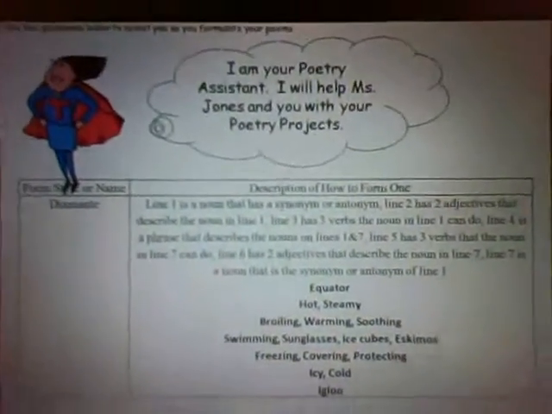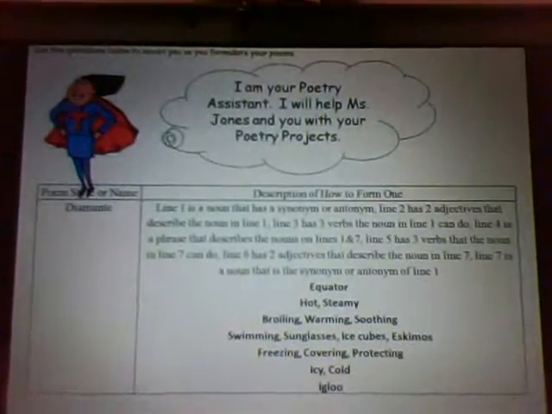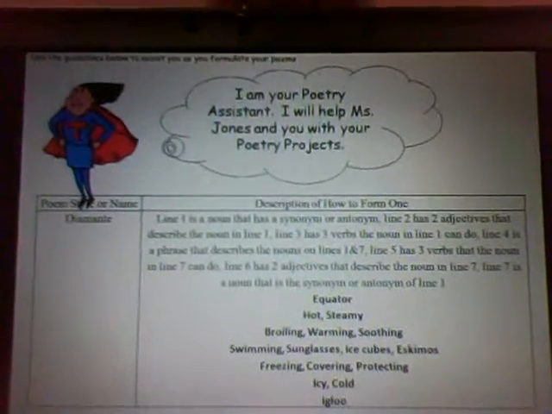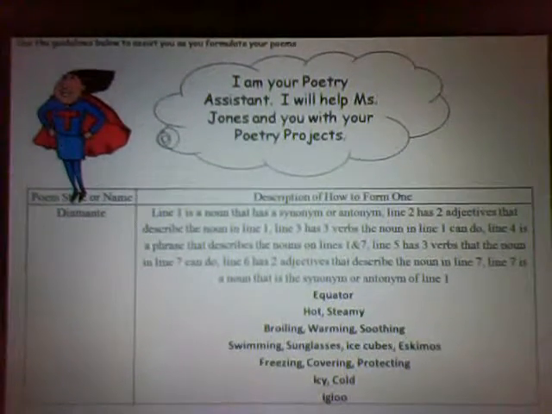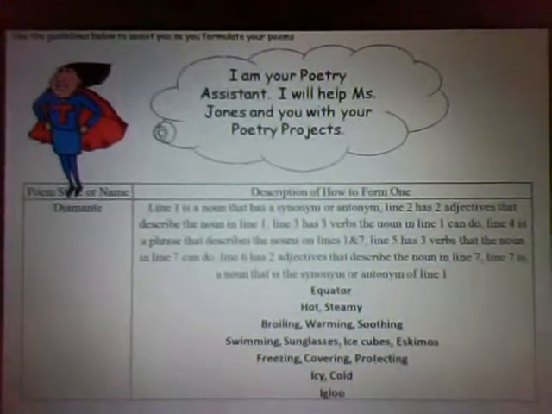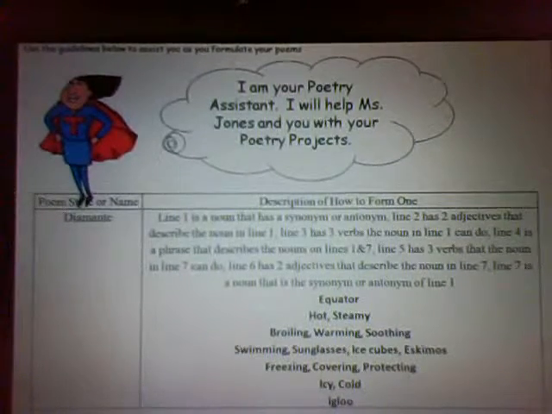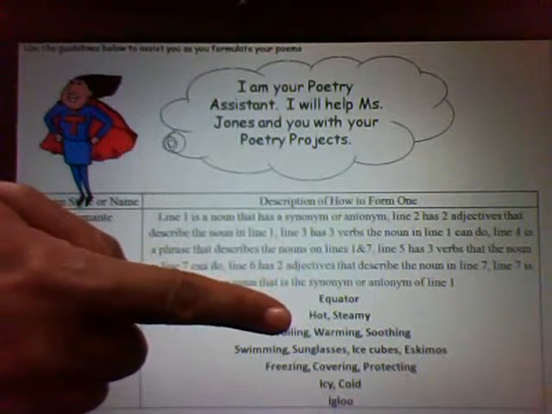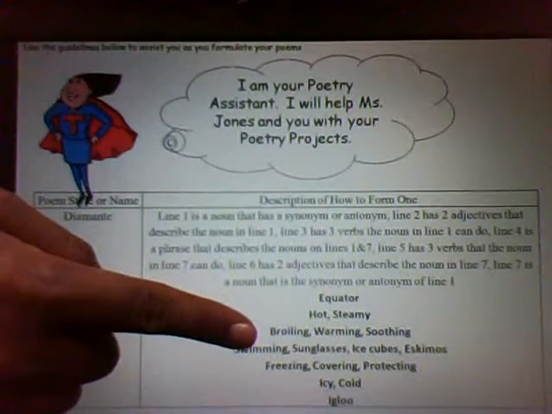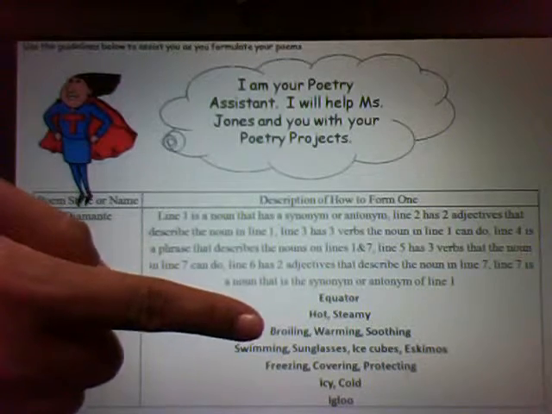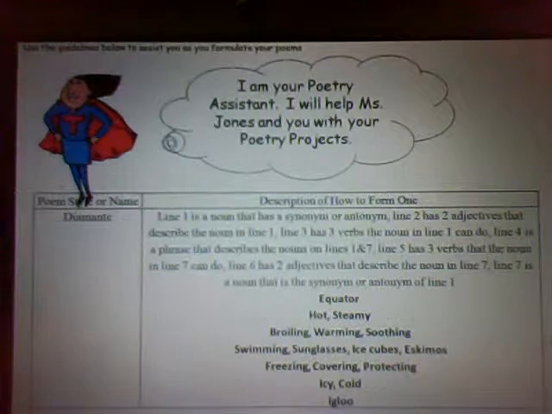We have what is called the equator, and an igloo. And we know the equator is something that's hot, steamy, whereas an igloo is something that's cold and icy. So they are actual opposites. When we look at the equator, the two adjectives that describe it are hot and steamy. And what does the equator do? It's broiling, it's warming, it's soothing. All of those relate and point back to the noun at the top.